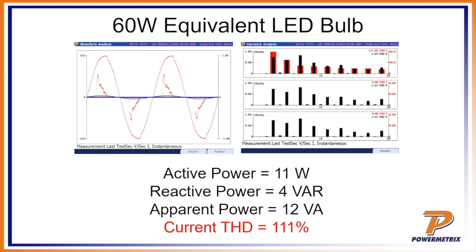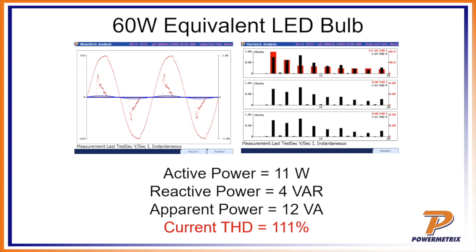Once again, the consumer's going, hey, this is awesome. I'm saving all sorts of money on my electric bill, still able to light my house just as much as I want. The utility looks at it and says, hey, that's a problem, we're still generating VARs. We've got 4 VARs, 12 VA, but the real kicker on the LED bulb is the THD. We see now that the current THD has jumped above 100%, 111%. What that means is that I've got more harmonic energy on the current than fundamental energy. Once again, that harmonic energy is being dissipated as heat.